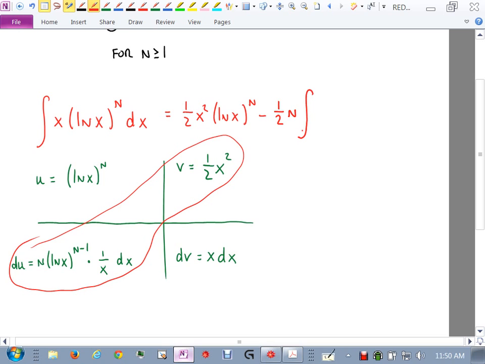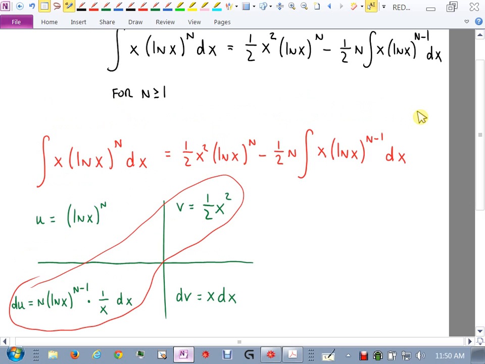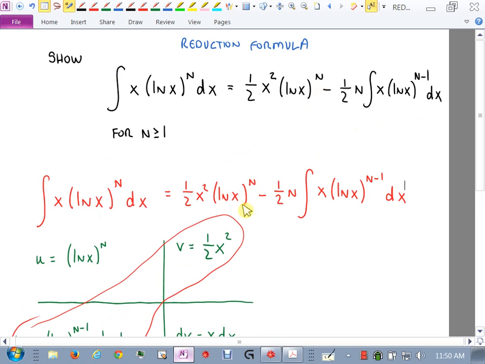What's still in the integral is what? The x squared, but then that x squared is going to be divided by x, right? So that would be just an x. And then we still have the natural log x to what power, though? N minus 1 dx. And isn't that exactly what I was trying to show? Isn't that exactly the reduction formula here? Yes? So I've shown it's true. Questions?